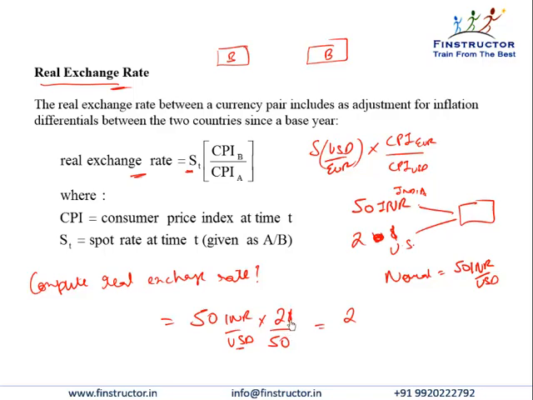That is the real exchange rate, that is 2 upon 1 that we derived. The absolute purchasing power parity says that the real exchange rate must be equal to 1. That is, the price of the basket in India must be equal to the price of the basket in the US, otherwise there is an arbitrage opportunity.